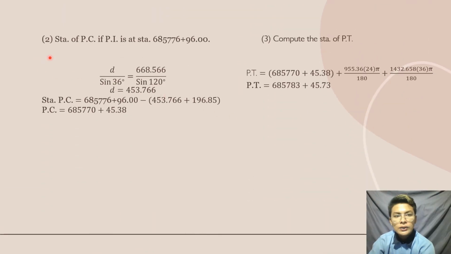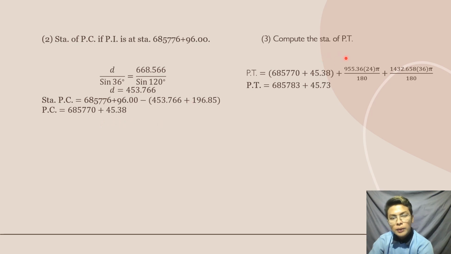Next is the station of PC if PI is at station 685776 plus 96.000. Before we get our PC, we must get first our D using the formula. D over sine 36 degrees equals 668.566 divided by sine 120. So here we get D is equal to 453.766. Then we will get our station of PC: 685776 plus 96 minus D plus 196.85. Then we will get our PC 685770 plus 45.38.